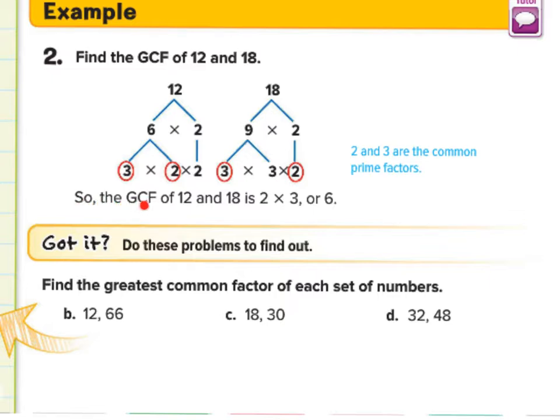So the greatest common factor, so what do you do with these prime factors? Only the common ones. You multiply them to each other. 3 times 2 is 6. And 3 times 2 is 6. So what is the greatest common factor for 12 and 18? For 12 and 18 it is 6.